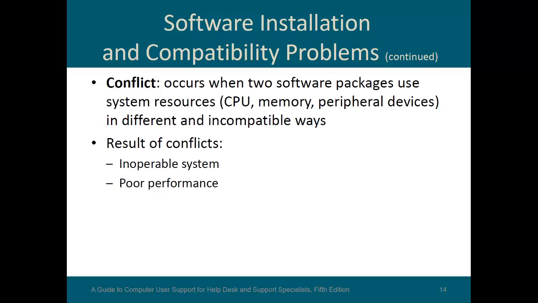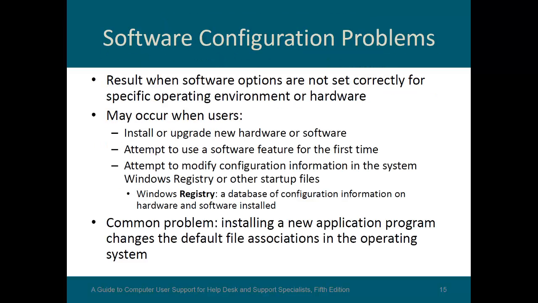Conflict can occur when two software packages use system resources, such as CPU, memory, or peripheral devices, in different and incompatible ways. The result is an inoperable system or poor performance. It can also result when software options are not set correctly for a specific operating environment or hardware. It may occur when users install or upgrade new hardware or software, attempt to use a software feature for the first time, or attempt to modify configuration information in the system, Windows registry, or other startup files.